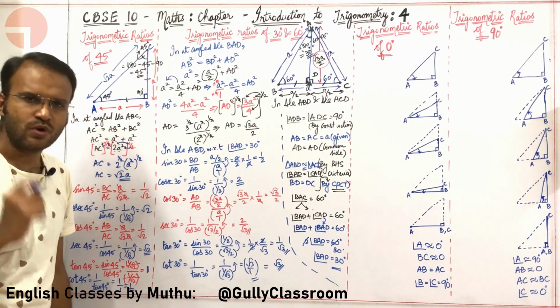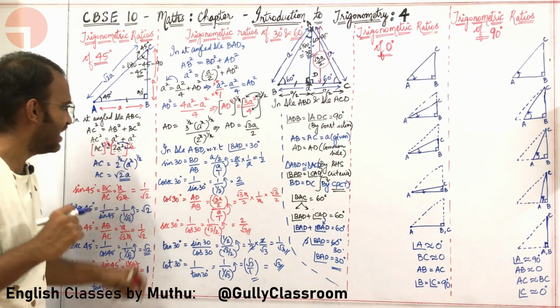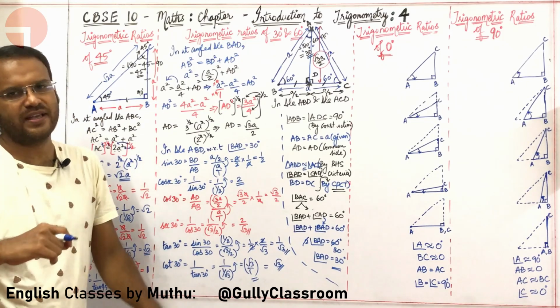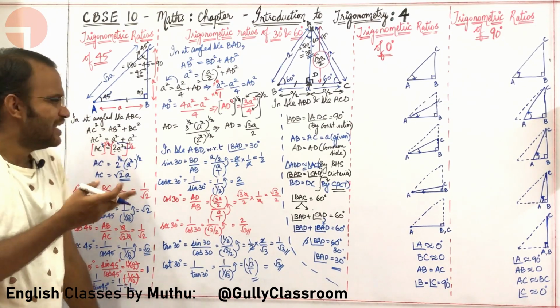Have you noted this down? Are you finding it comfortable to calculate all the trigonometric ratios with respect to the angle 30 degrees? Yes, sir. This is very, very easy.